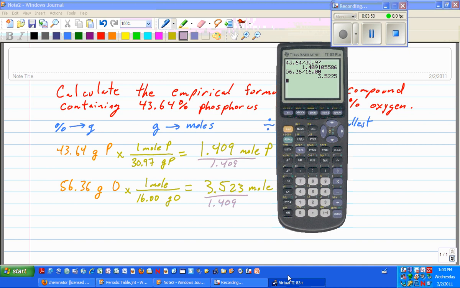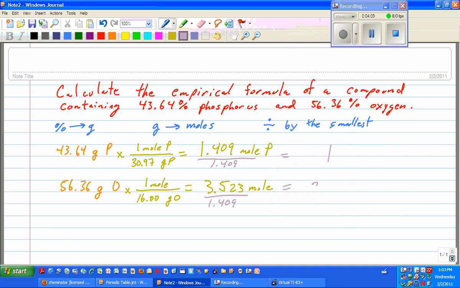So it's 3.523 divided by 1.409, and we get 2.500. Again, watching our sig figs, 2.500.